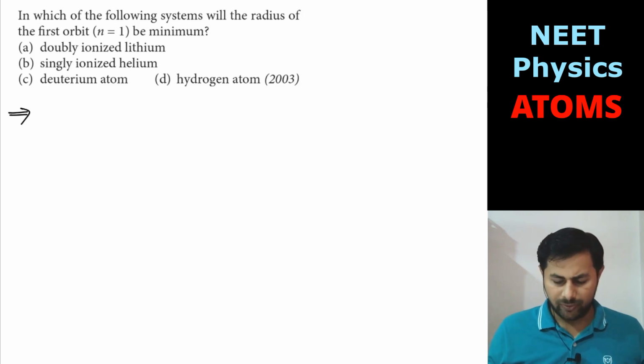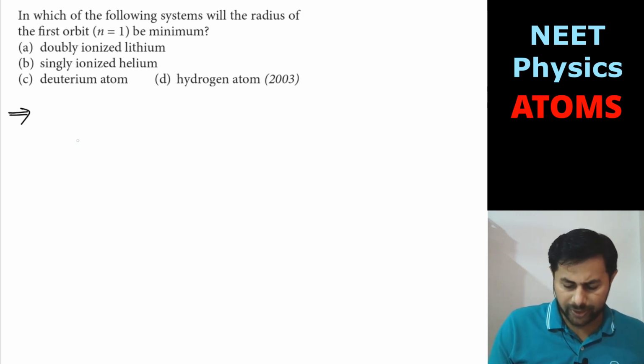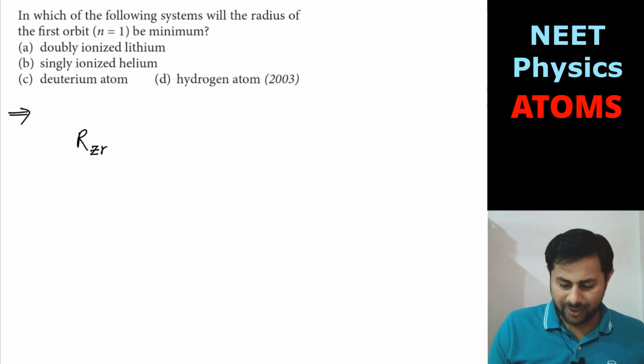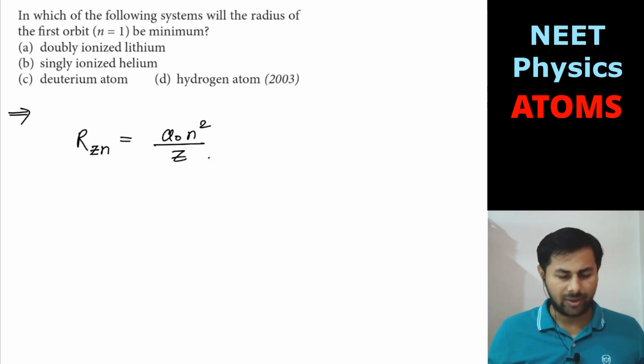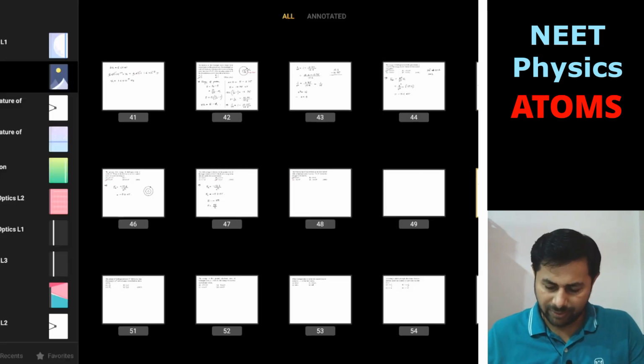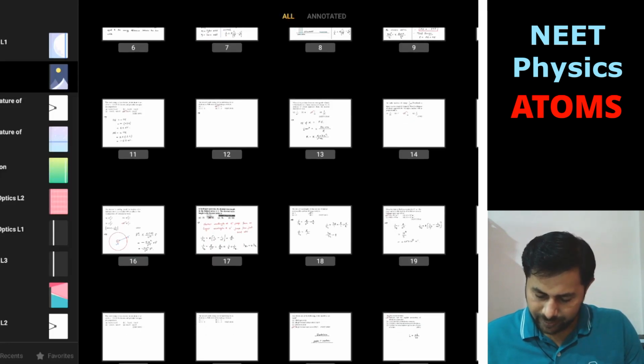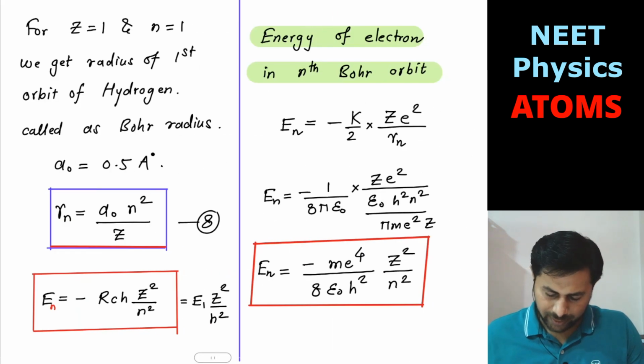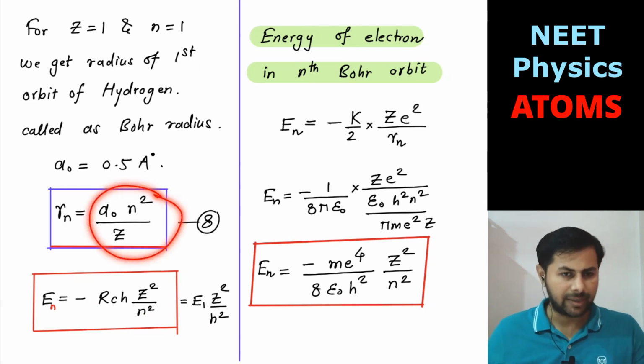So what is the formula for the radius? Formula for radius of the atom having atomic number Z, right? Alkali atom having atomic number Z in nth orbit, but we want n equals to 1. So this is just a naught times n square by Z. This is our formula, right? It's a naught times n square by Z.